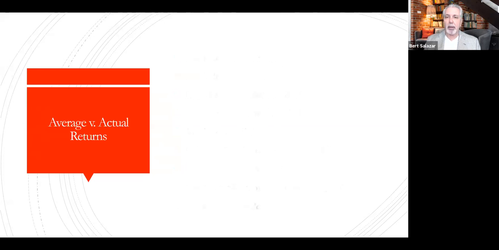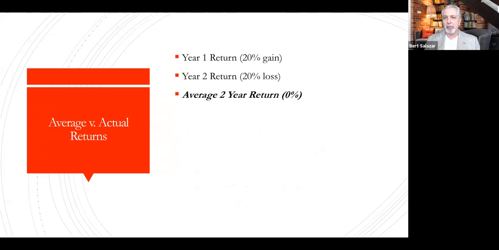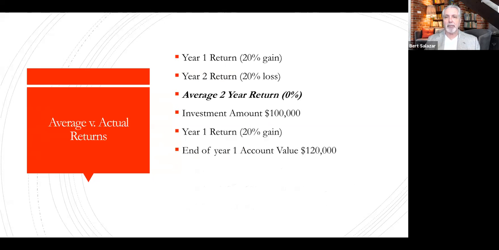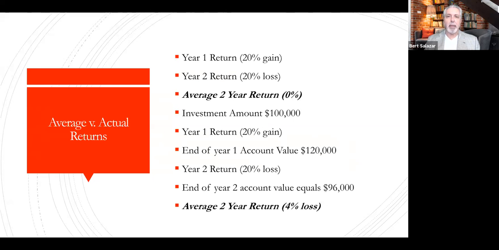Let's go ahead and check out another example just to give you something that may be a little bit more suitable. So let's say that in the first year you have a 20% gain, in the second year you have a 20% loss. Okay, so obviously the average again is going to be 0, but when you actually put the numbers behind it, you'll see that the $100,000 in the first year went up to $120,000. But then that 20% loss in the second year brings the portfolio back down to $96,000. Therefore, the actual loss to the portfolio over the 2 years was a negative 4%.